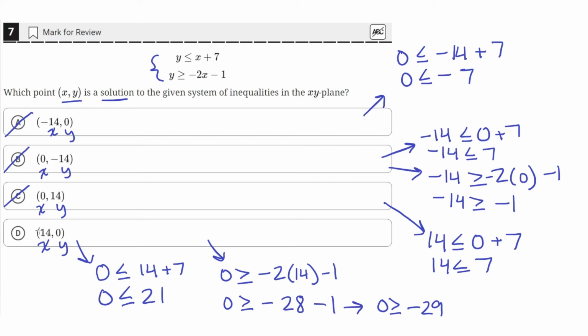So since answer choice D, which is 14, 0, these x and y values satisfy both of these equations, meaning that they result in final inequalities that are both accurate. 0 is greater than or equal to negative 29, and 0 is less than or equal to 21, then answer choice D is correct.